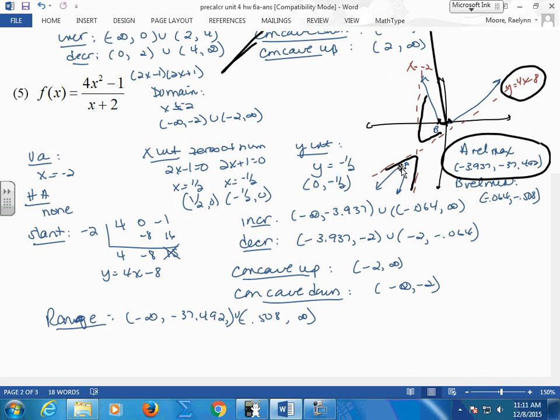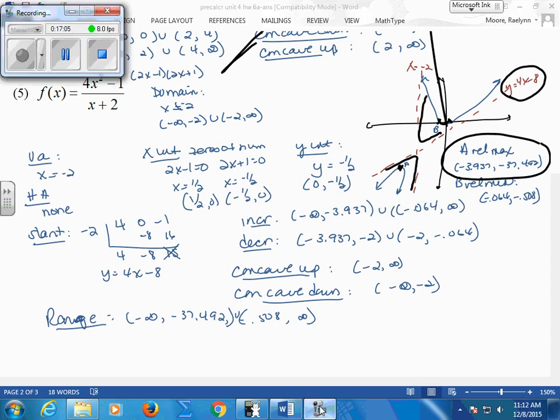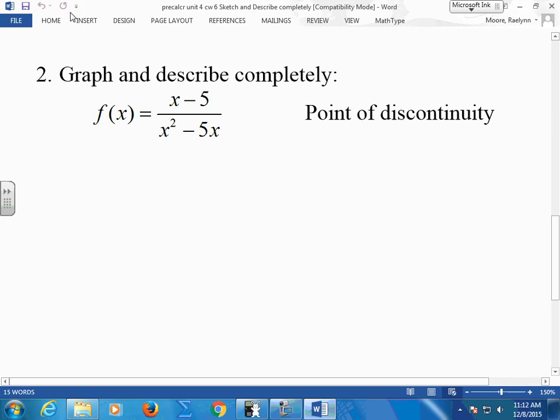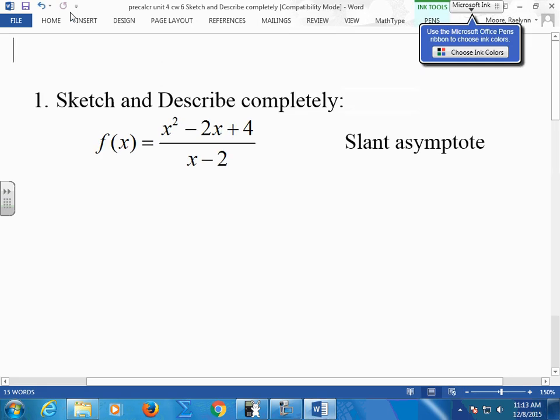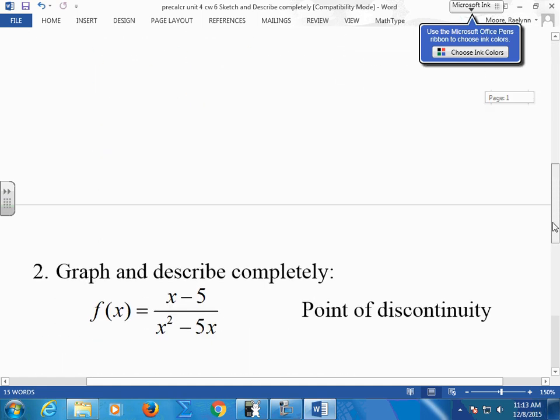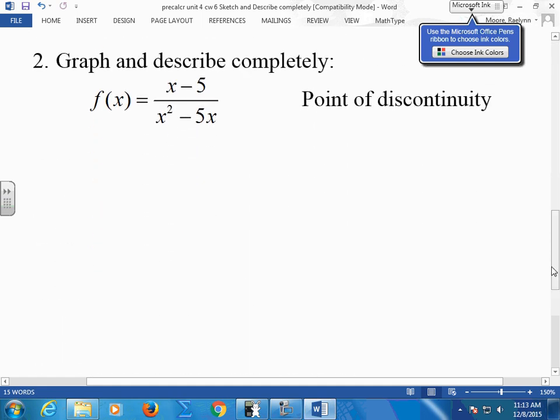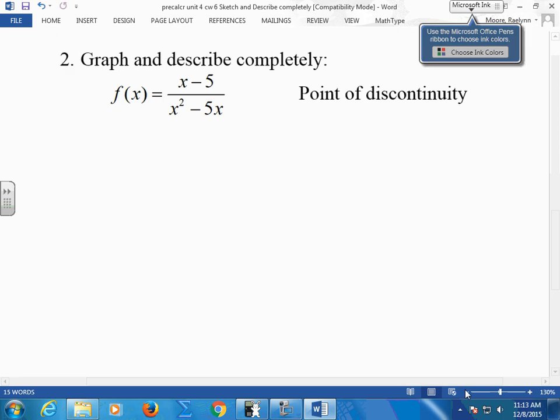Can you do your concavities from there? Increasing, decreasing? Okay. So today, all right. So first thing we notice, we have a denominator. So let's take a look at your domain restrictions.